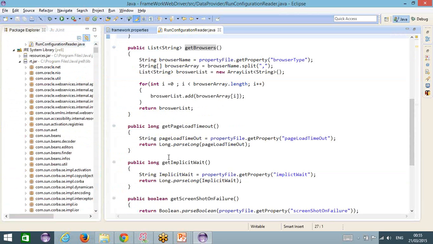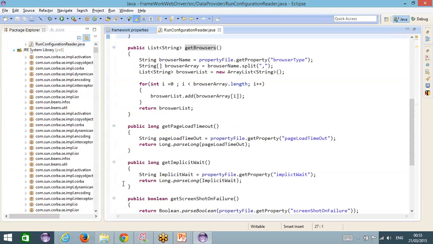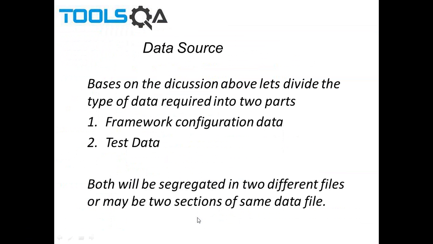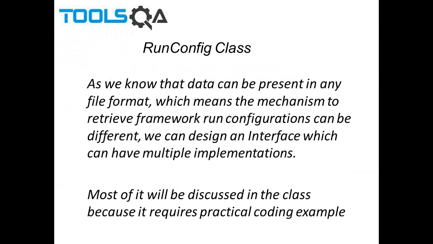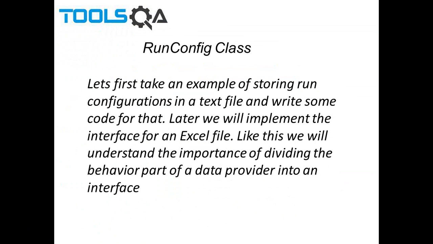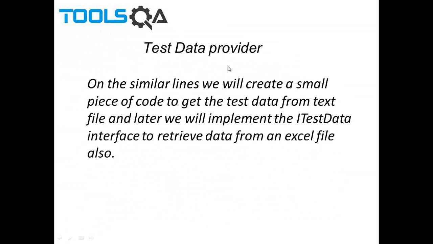Now let me first see what do we have in the slide. Okay, framework data configuration, test data. These are the two things that we have divided our data into: framework related and then the test data. This is the run configuration class. Then there is the test data provider class, which I will pick in the next class, because if I pick it right here, it will make the whole video a very lengthy video. So I want to keep it into small units.